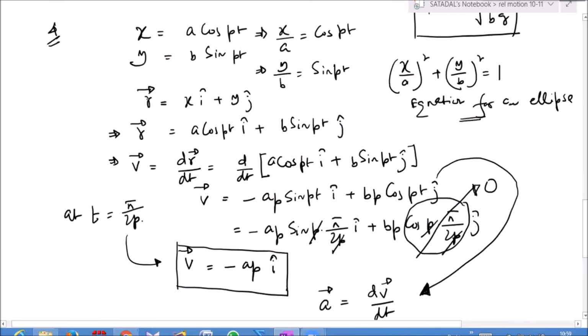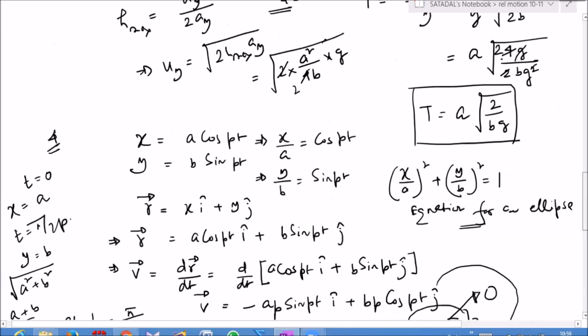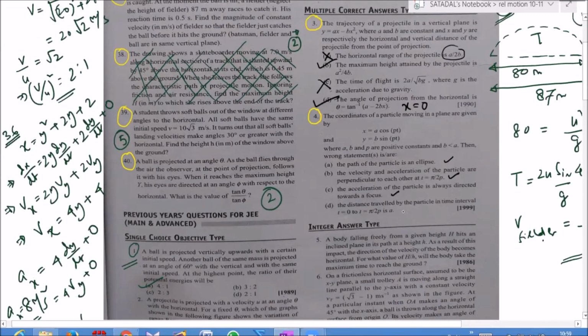You check here. This is the r vector. So if you put t is equal to 0, y will become 0. So x is equal to how much? x is equal to a. And at t is equal to pi by 2p, cos will become 0, so y will become b. So it is traveling from a comma 0 to this. So this is the displacement, and distance will be equal to a plus b. So that means this statement is wrong. As per the question they are asking for the wrong statement, so D is the only answer.